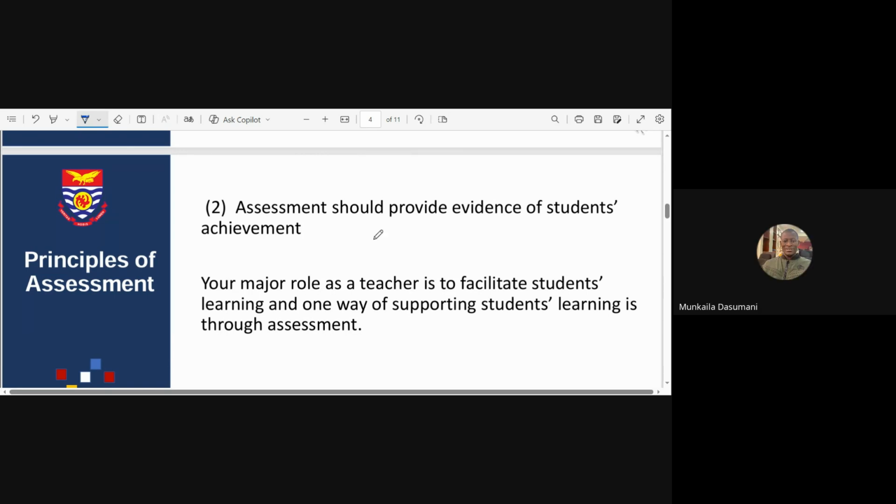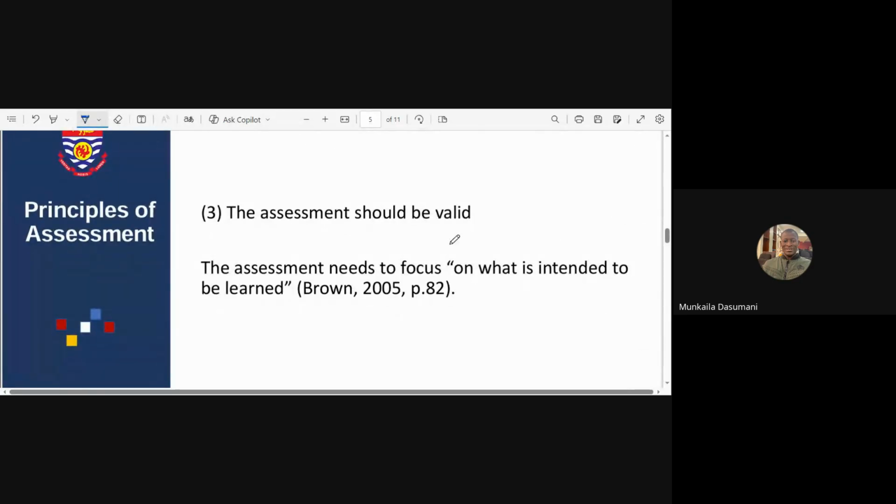All right, thank you very much. As a teacher, your major role is facilitating student learning, and one way of supporting student learning is through assessment. And he has really explained. No need to add. Thank you very much. Anybody with the third one? That is, the assessment should be valid. Yes. Assessment should be valid. Who is helping us? Okay, thank you very much, sir.